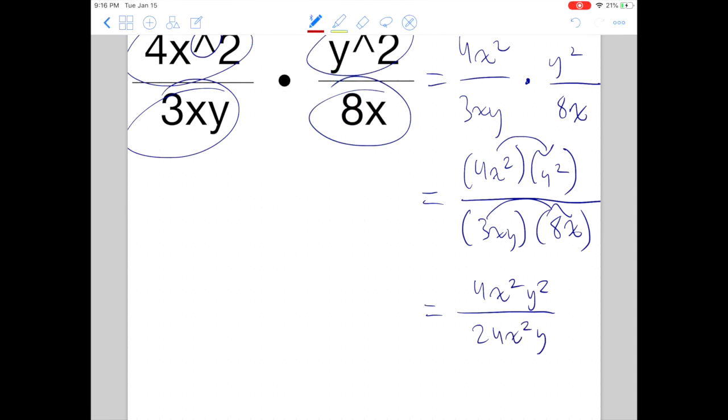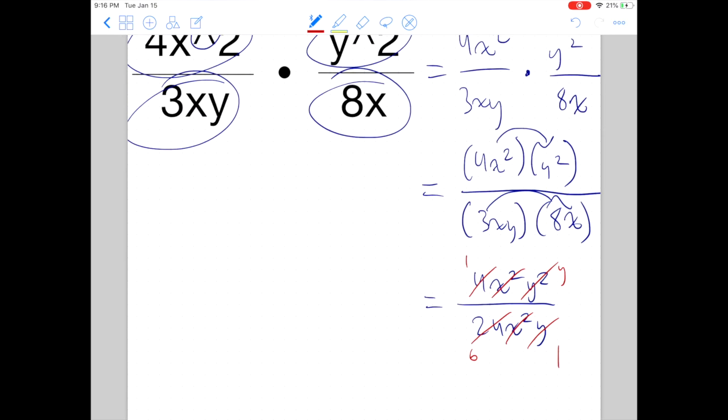And from here we can simplify. So here we can cross the 4 and the 24 out and we get 1 and 6. These two are completely gone, and this is not completely gone, but this is 1 and then just y. And from that we get the answer y over 6, which are the remaining values.